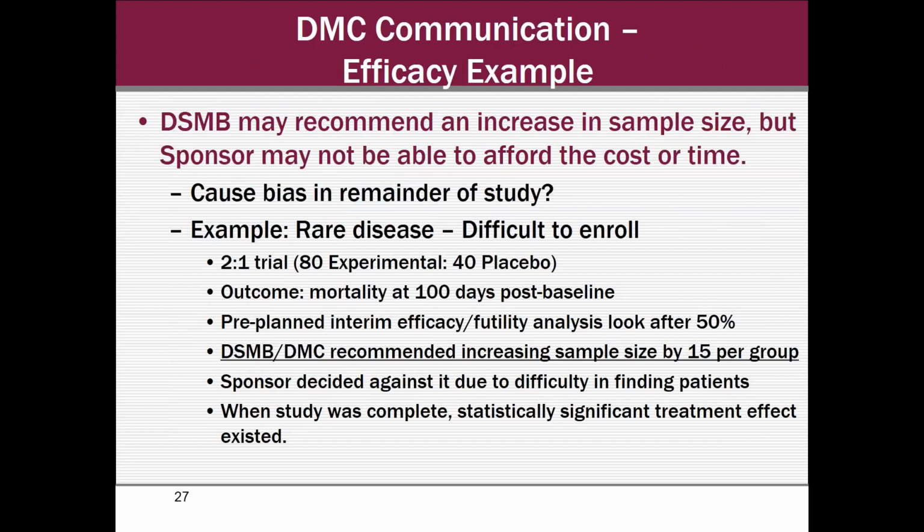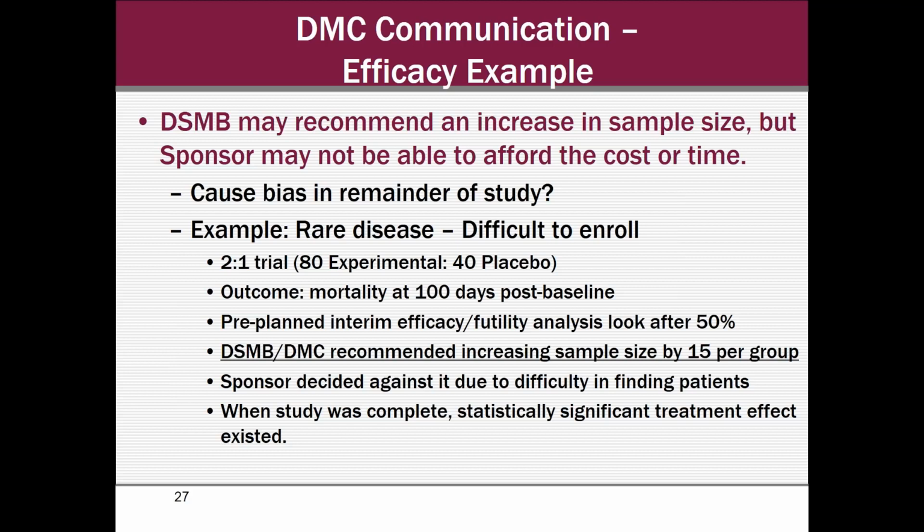I'll give you another example. Well, this example is related to efficacy. Okay, this was a rare disease, and it was very difficult to enroll. It was a randomized trial. The sponsor needed 80 experimental and 40 placebo, and the outcome was mortality. Okay.